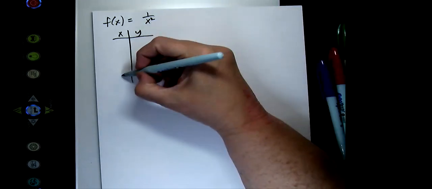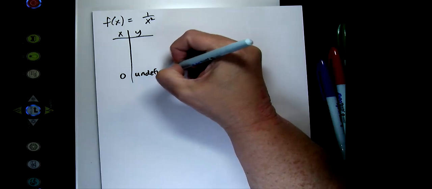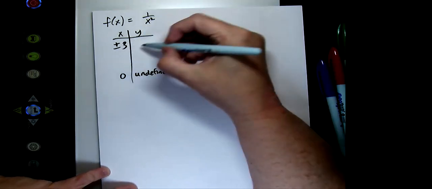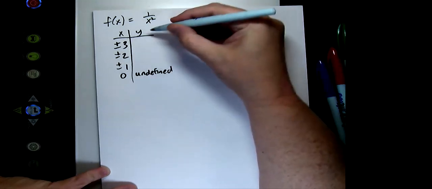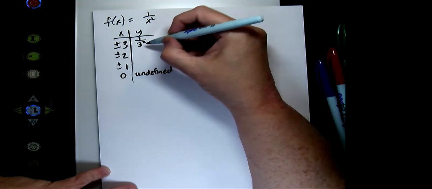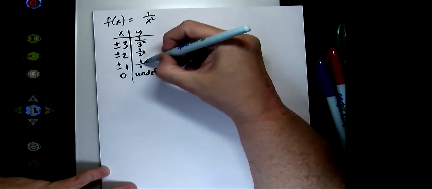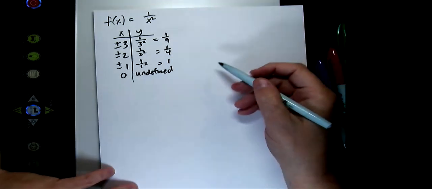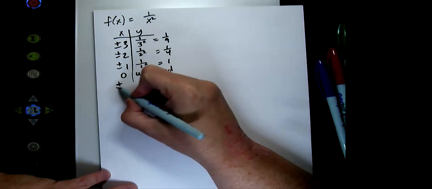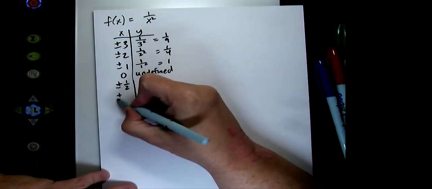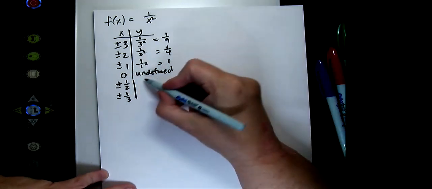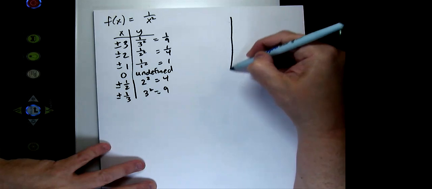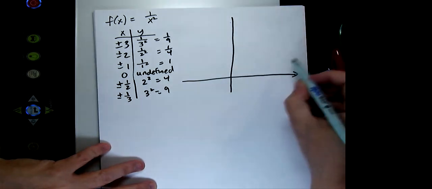Now, when we square something, it doesn't matter what we put in, the answer comes out positive. So I could put in plus or minus 3, plus or minus 2, plus or minus 1. Each of these, I get 1 over that number squared. This is 1 ninth, 1 fourth, and 1. And then if you stick in the fractions, you end up with the reciprocal squared, which is the big numbers. But we have no negative values.